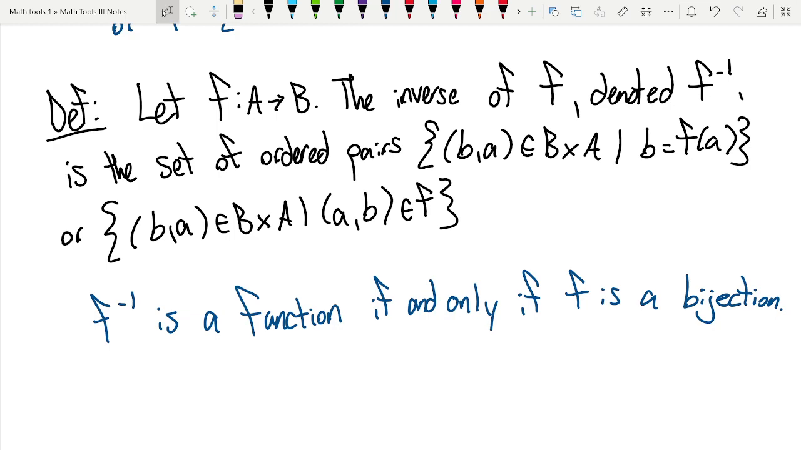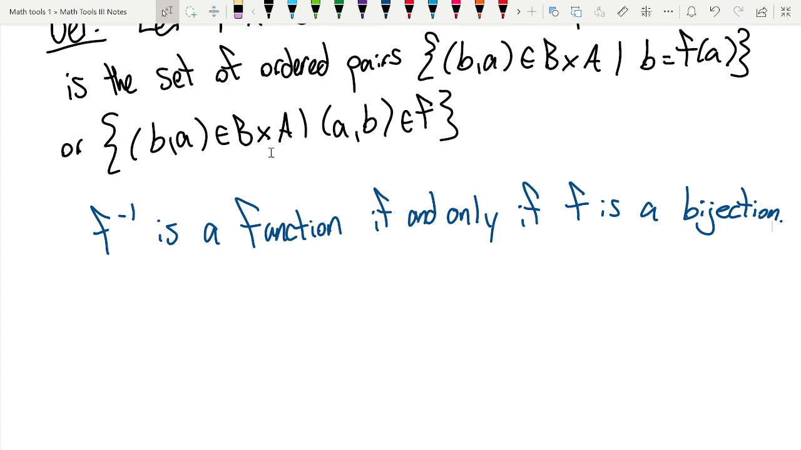So note this is a two-way statement. You could start with f being a bijection and show that f inverse is a function. Or you could start with f inverse being a function and show that that means f is a bijection, right? So these would all be good proofs to maybe practice with. Or they're shown in the textbook that I linked to. They're all written out there.